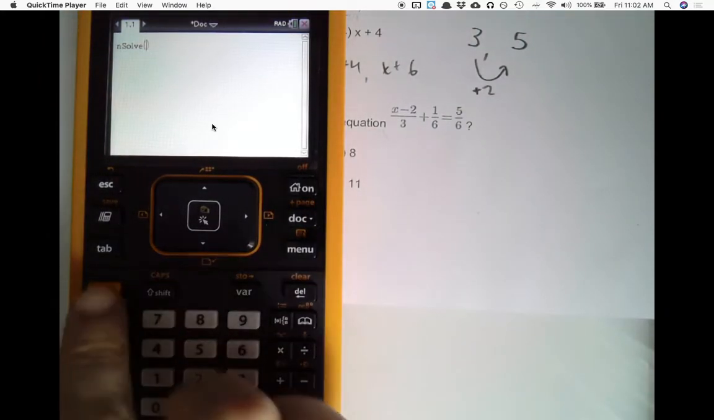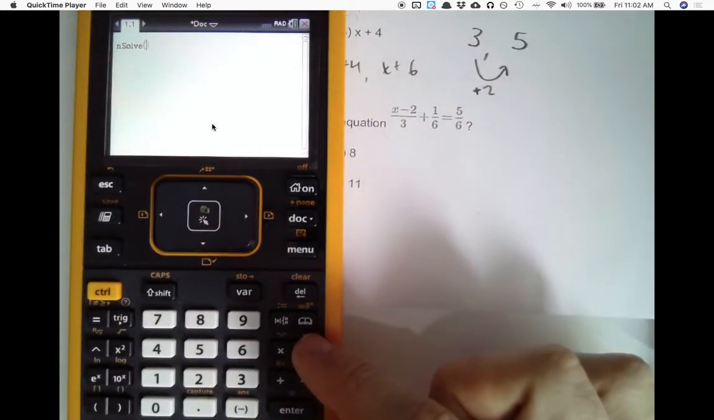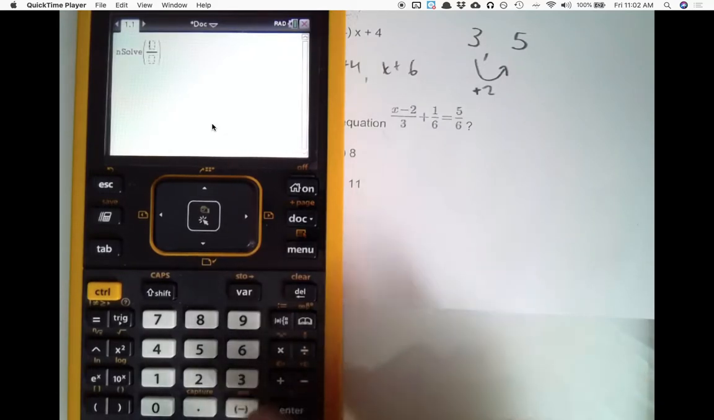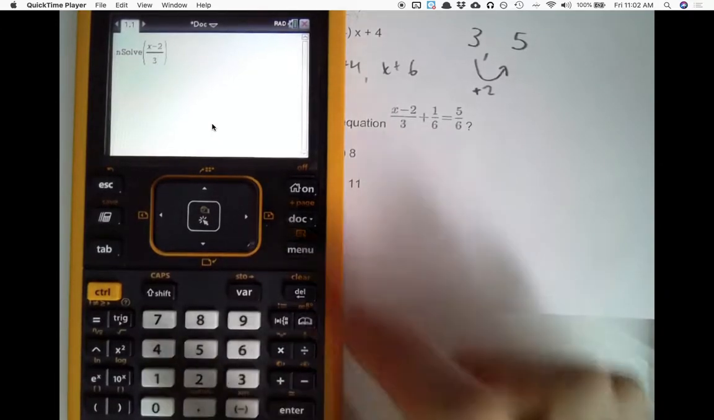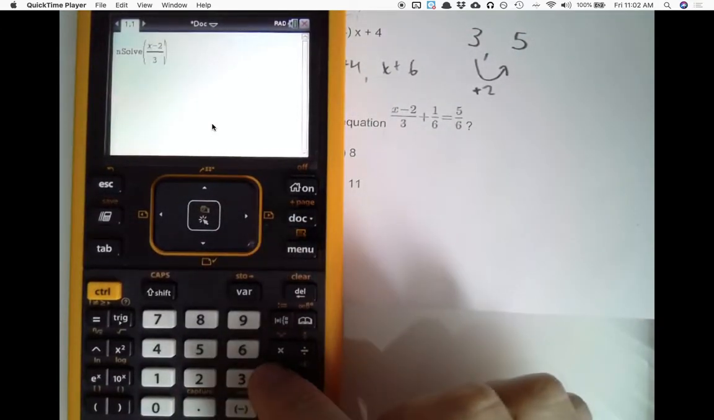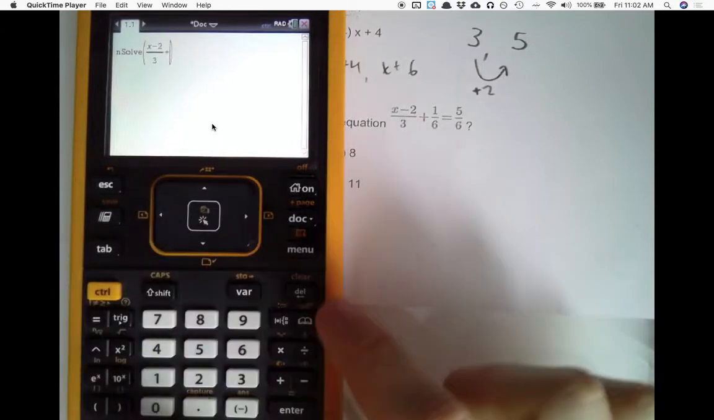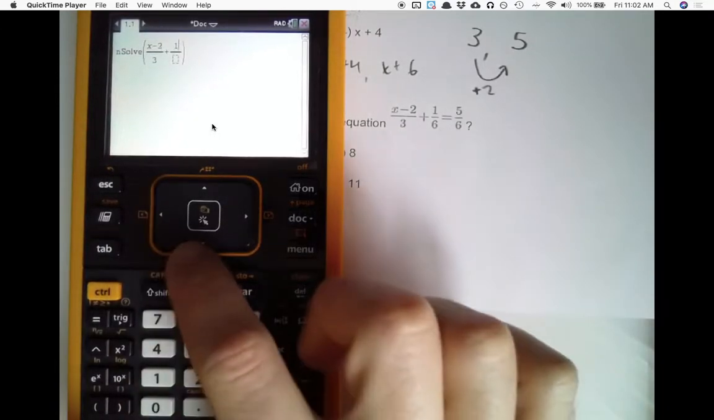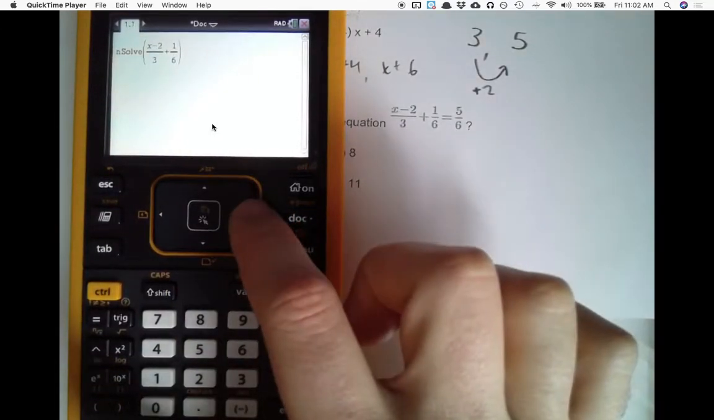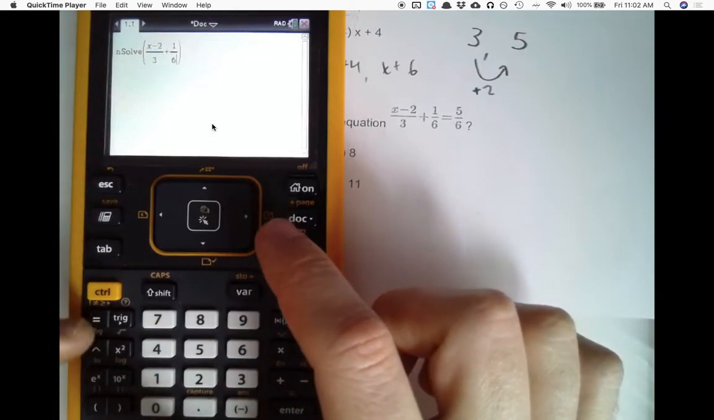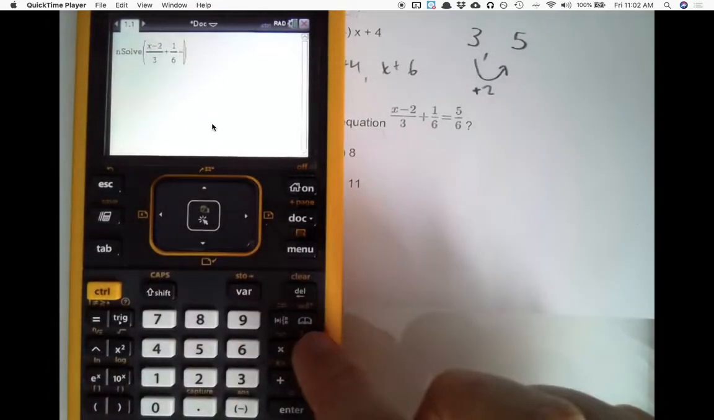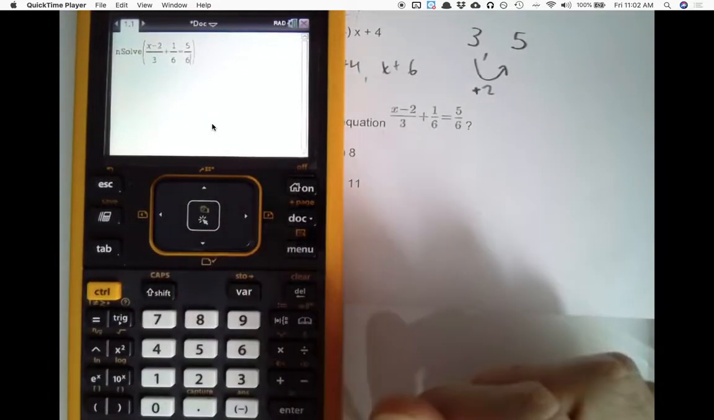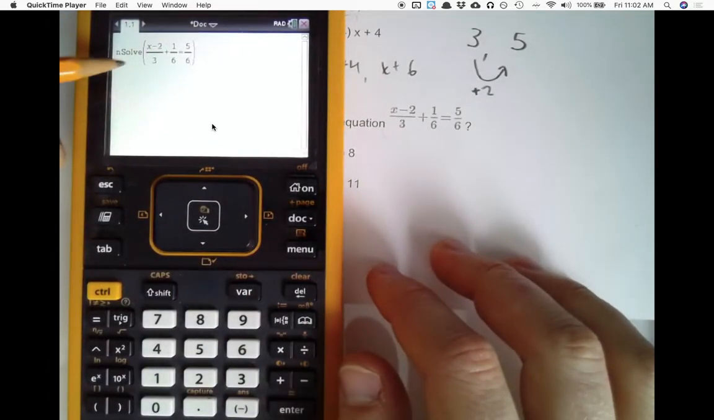So let's make sure I'm doing this right. Control, divide, makes it a fraction. x minus 2 over 3. I'll hit the right arrow, plus control, divide, 1 over 6. Make sure right now my cursor is under there. I want to make sure I come out from that cursor, then equals, one more time, control, divide, 5 over 6.